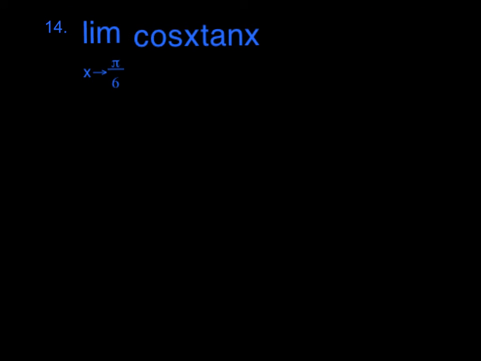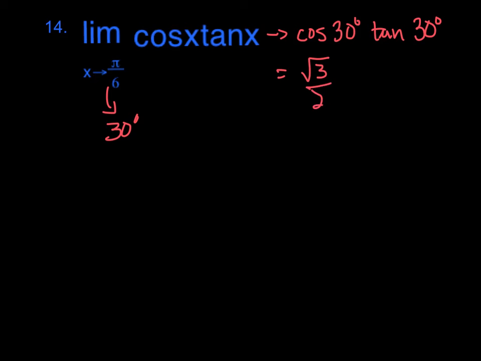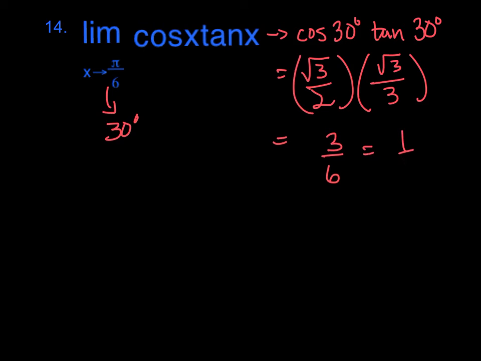So here we go again. Pi over 6, its degree equivalent is 30 degrees. So then this is saying, let's plug in 30 degrees there, and let's plug in 30 degrees there as well. All right, well, the cosine of 30 is radical 3 over 2. And the tangent of 30 is radical 3 over 3. So that ends up being 3 over 6, which is a half.